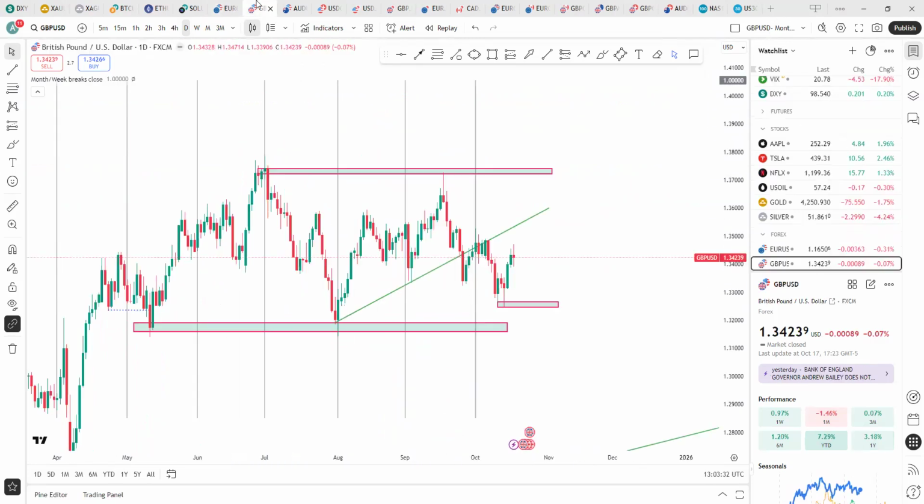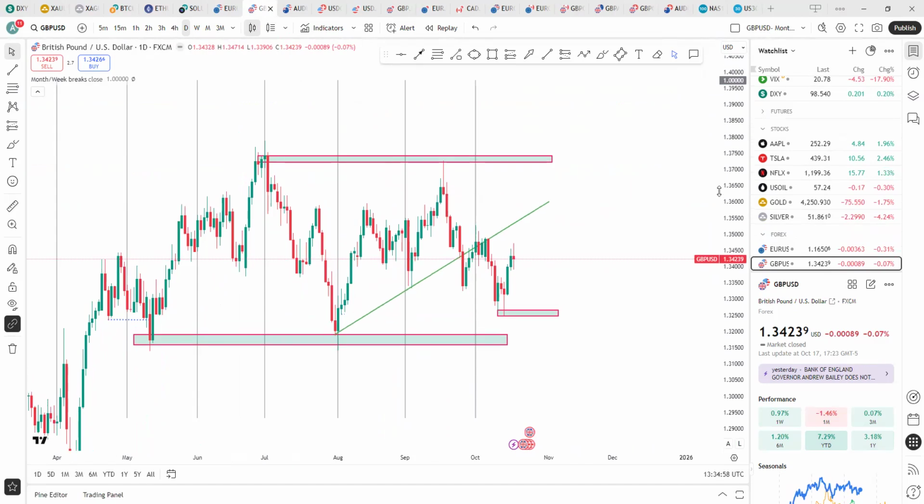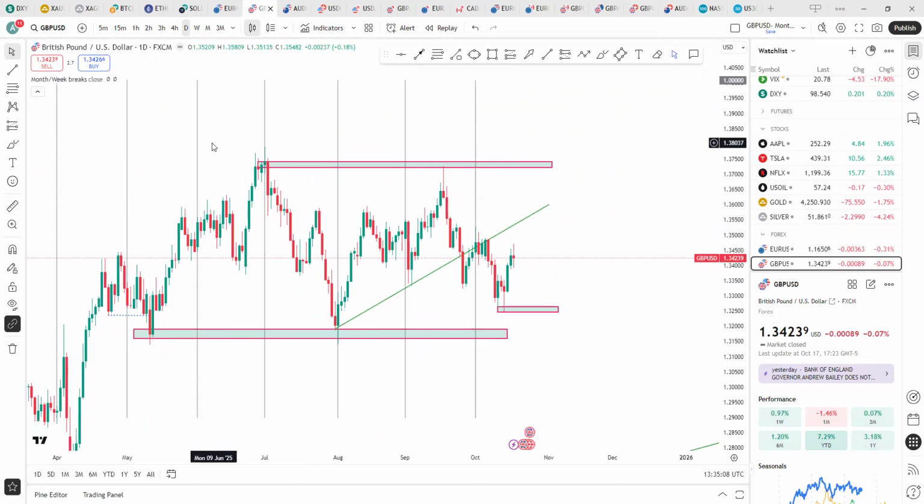GBP/USD, same thing, bounces off from 1.32. We saw that happen last week. Price came in on Monday and bounced off and then pushed to the upside. So, like I mentioned, everything hinges on the dollar.